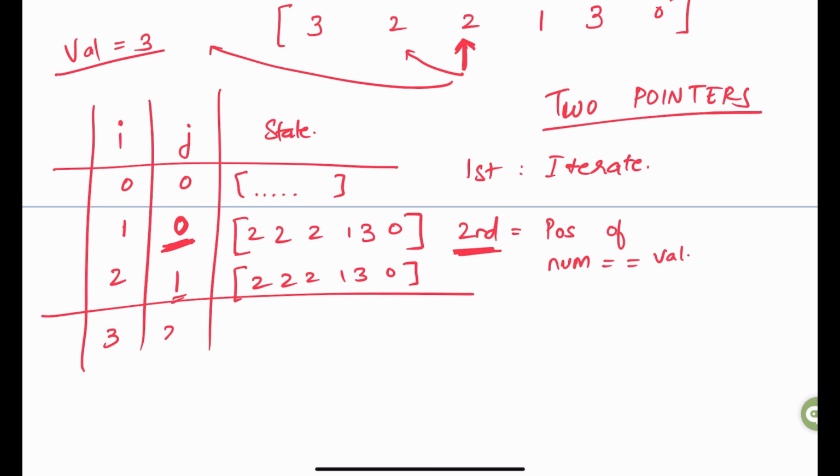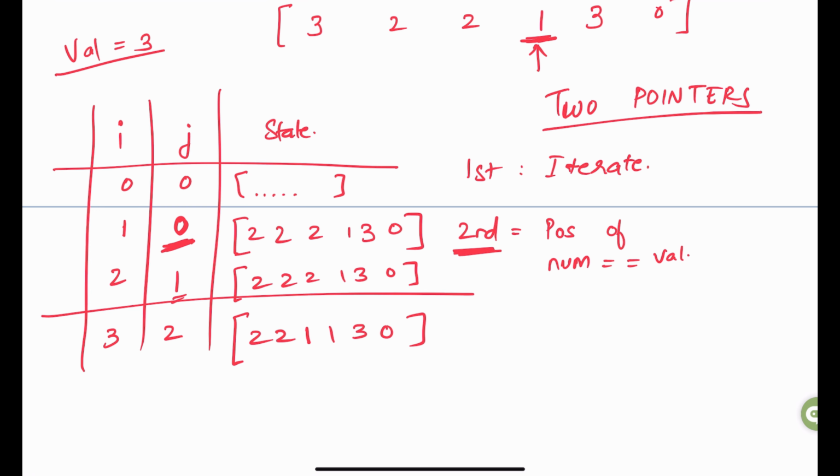The new values are 3 and 2. i is pointing at 1. It's not equal to 3, so we'll repeat the same operation as before. After the copy, the input nums will be 2, 2, 1, 1, 3, 0. Continuing further where i is equal to 4 and j is equal to 3.